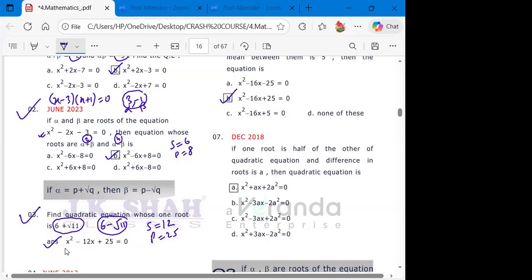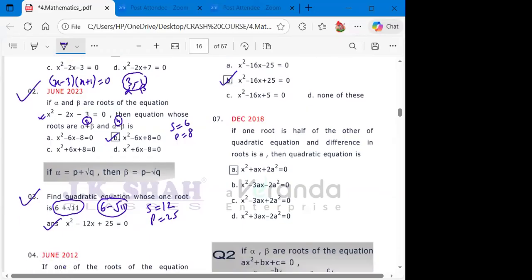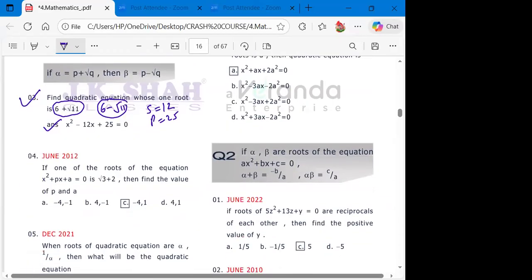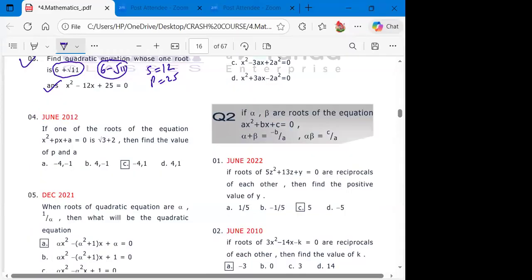Have you all understood this method now? One root is 6 plus root 11, so the other will be 6 minus root 11. Accordingly, the sum will be there, the product will be there, and we can get the answer. Can we change the page? Listen carefully. Just see the board.